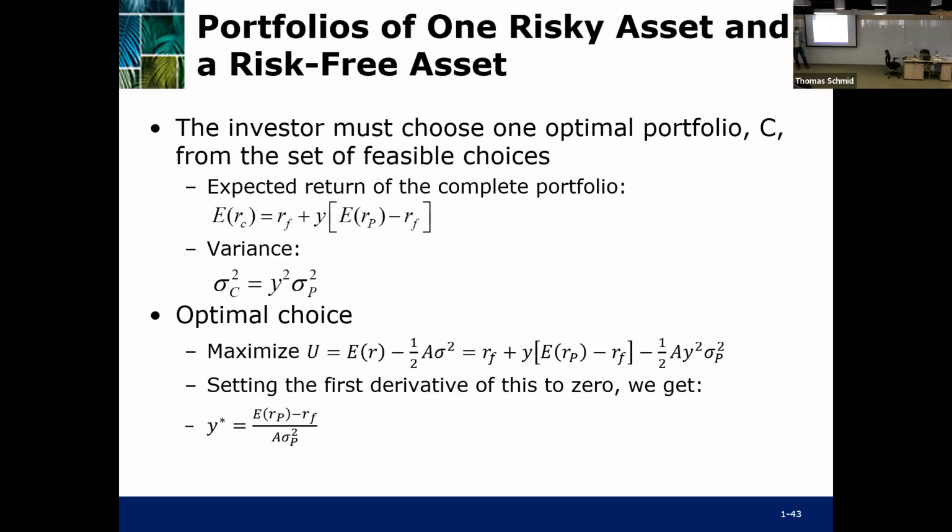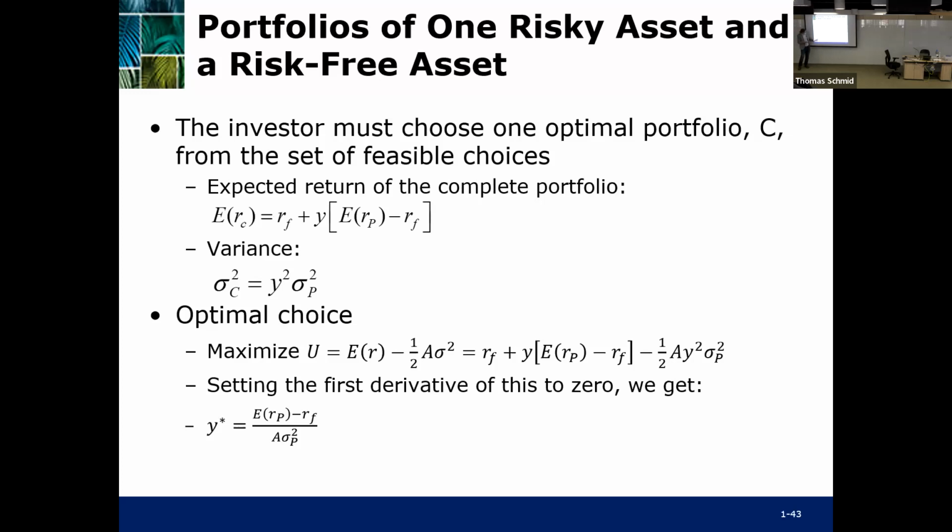If the risk premium is 0, so if this term here is 0, then y star would be 0, and you would not invest in the risky asset. Which makes sense. We said the risk-averse investor would only be willing to consider the risk-free asset. A risk-averse investor would only be willing to consider the risky asset if she gets a premium, if the risk premium is positive. So y star increases with the risk premium.